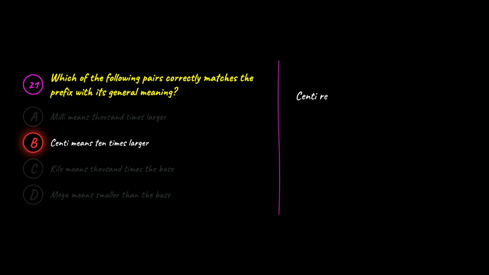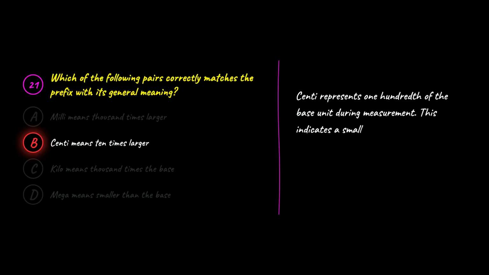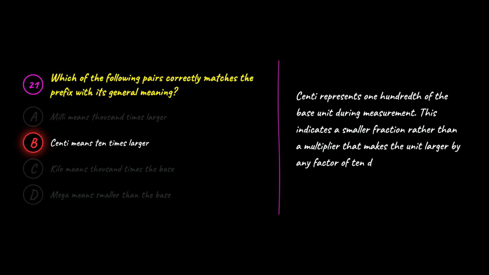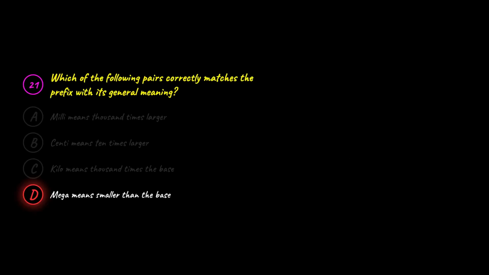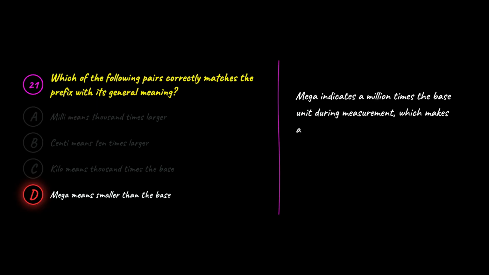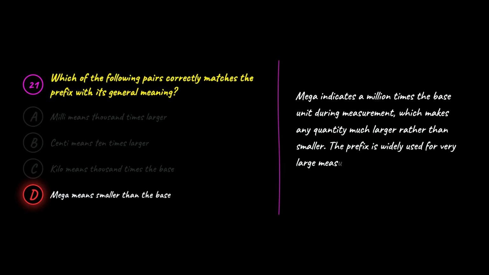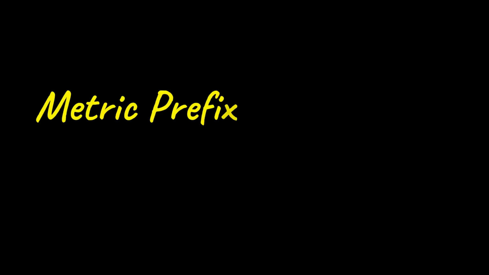B is wrong because centi represents 100th of the base unit during measurement. This indicates a smaller fraction rather than a multiplier that makes the unit larger by any factor of 10 during scientific measurement work. D is wrong because mega indicates 1,000,000 times the base unit during measurement, which makes any quantity much larger rather than smaller. The prefix is widely used for very large measurements like megawatts or megahertz in physics.